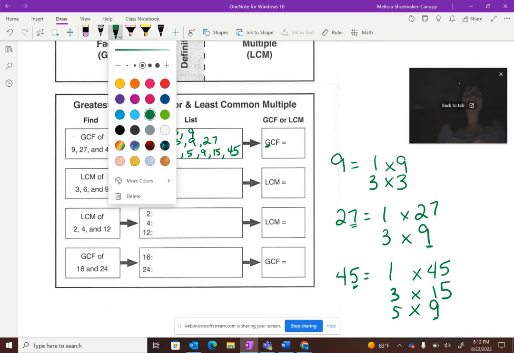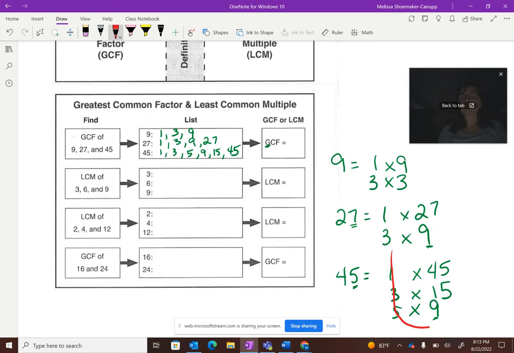And I don't know if you noticed that, but to put them in order, I started here. I went down this way, then I went this way, and I went up. Puts them in order. Now I'm analyzing my 3 lists, and I see they all share a 3, but they also share a 9. So remember, I'm looking for the greatest or the largest, so my answer will be 9.